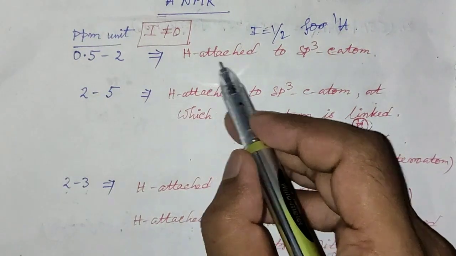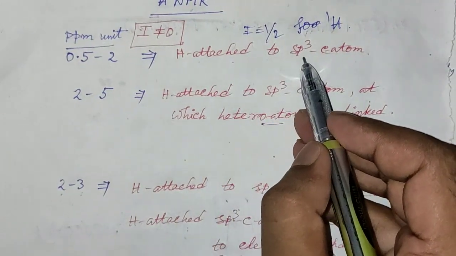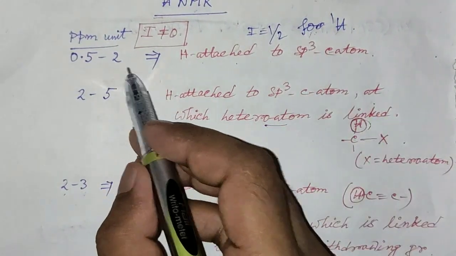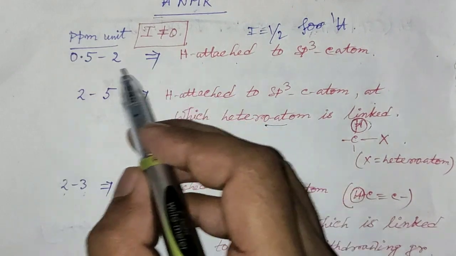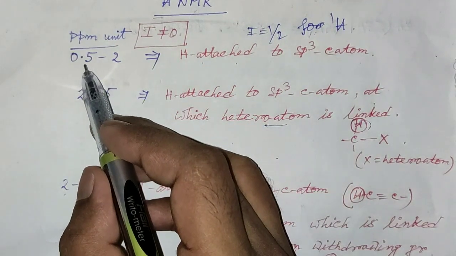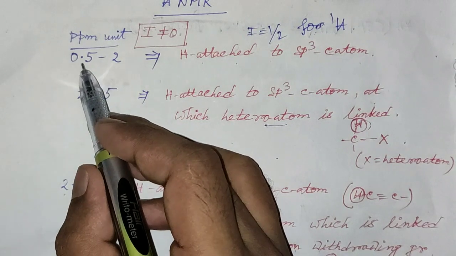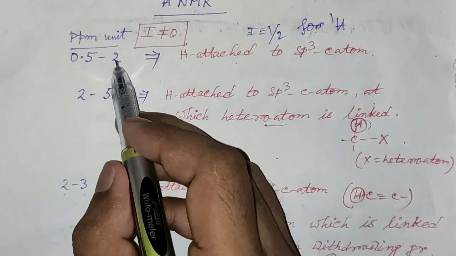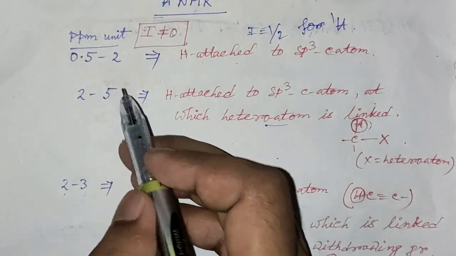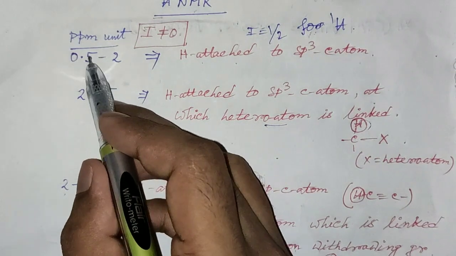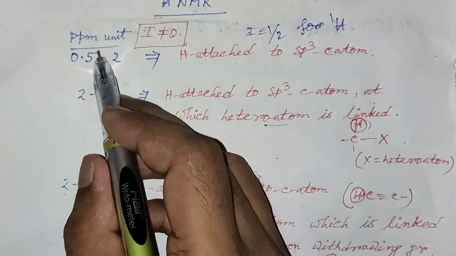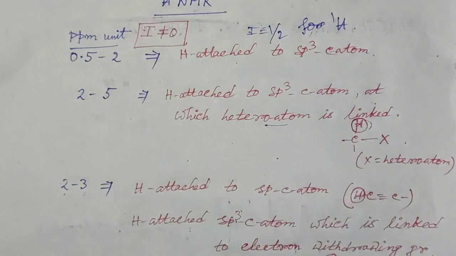When the hydrogen atom is attached to an sp3 carbon atom, that hydrogen atom will appear in the proton NMR spectrum within the 0.5 to 2 ppm range. The chemical shift values are given in ppm units, parts per million.